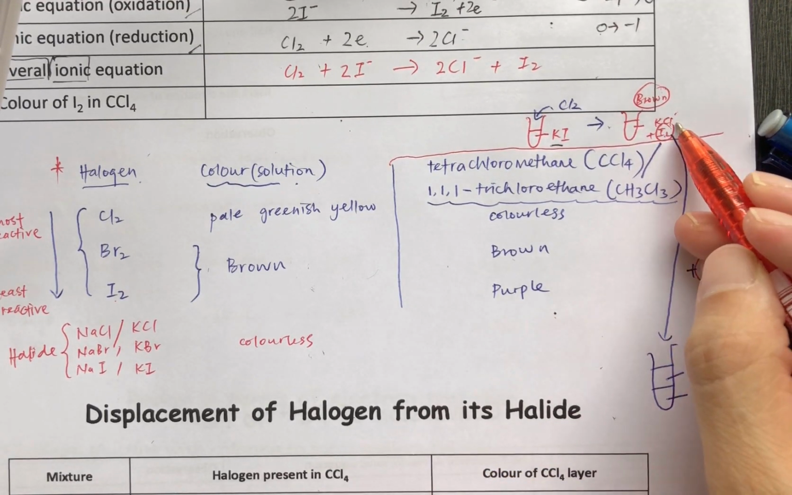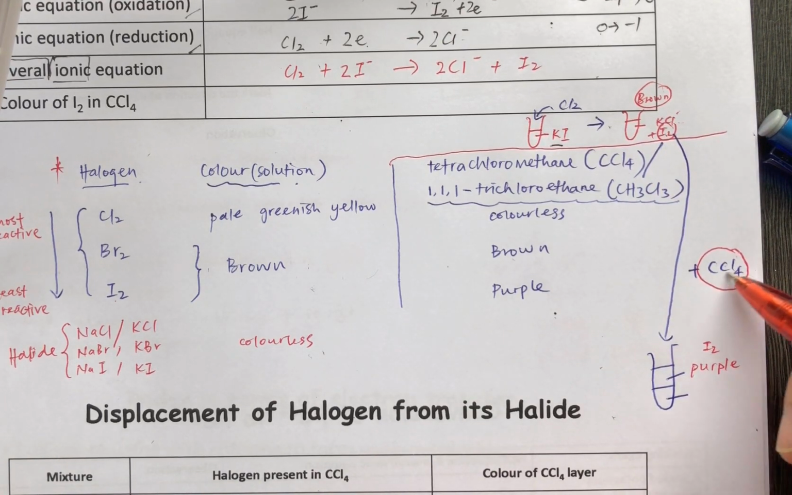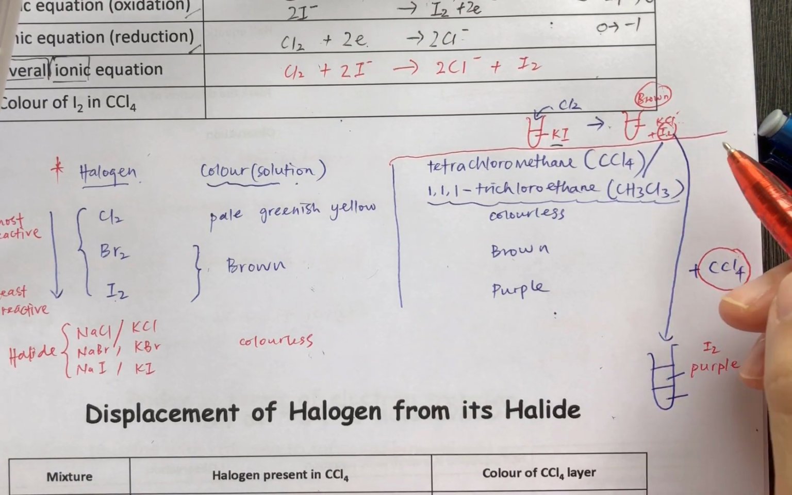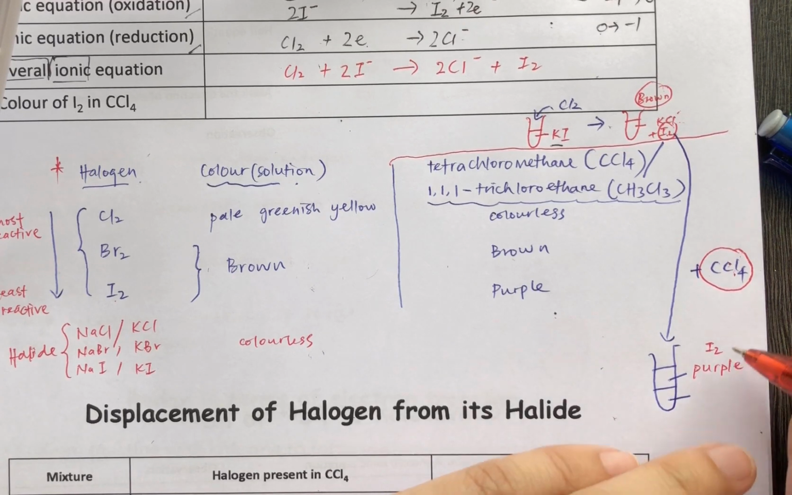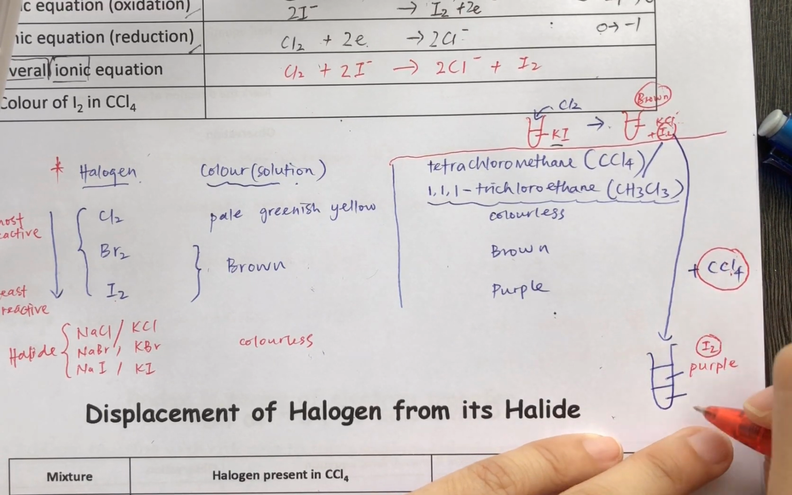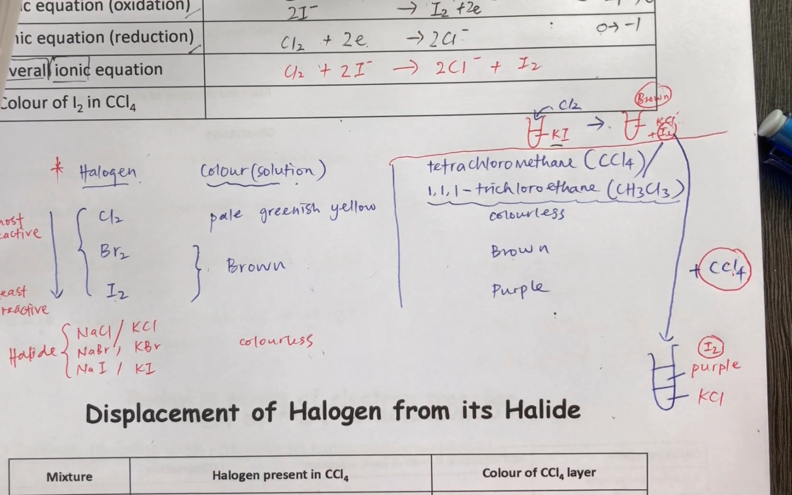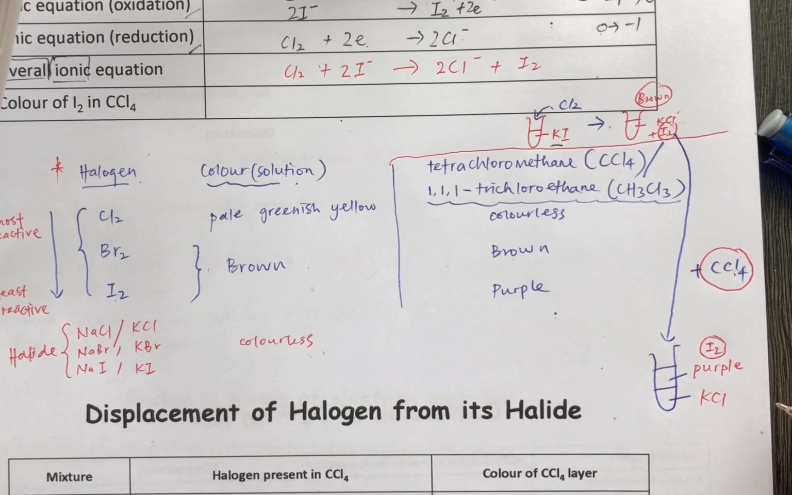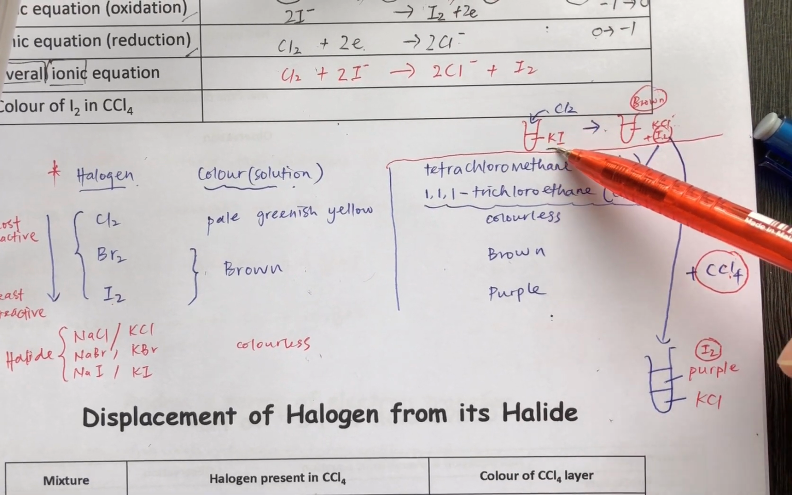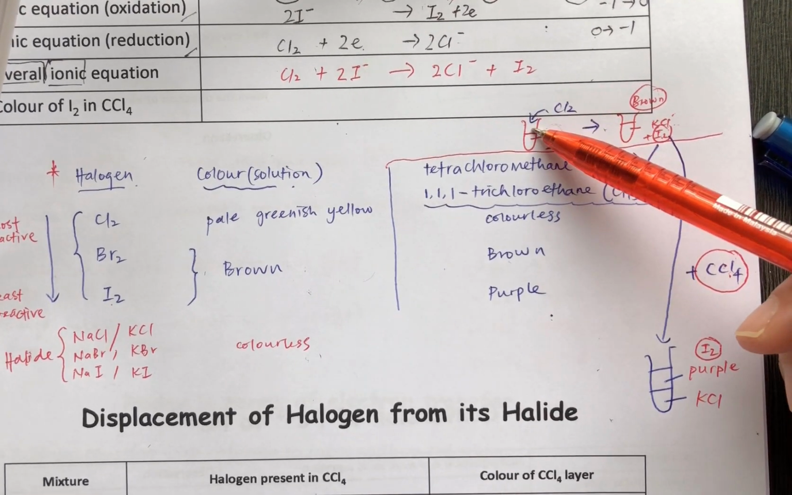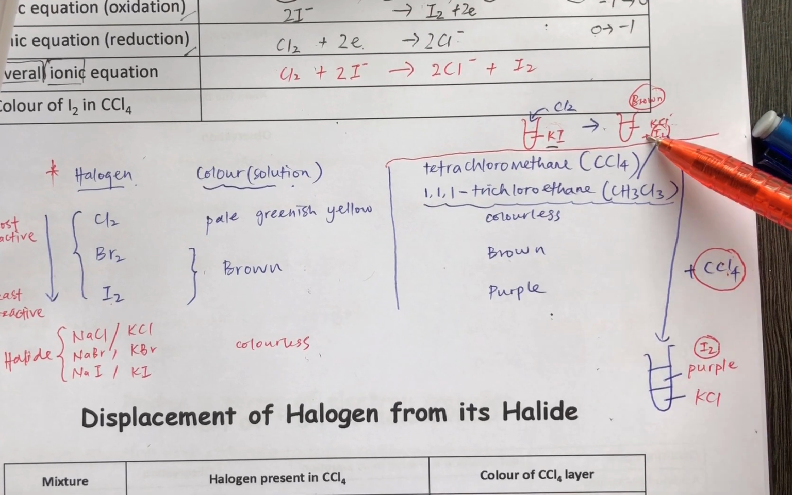Whereas the KCl does not dissolve in CCl4. When I add CCl4, only the iodine will mix with it, but KCl will not. That's why I form two layers. The top layer is where my iodine is, so it will be purple. At the bottom layer, my KCl will be there, and KCl has no color. So for this reaction, at first I have my KI, it has no color. When I add chlorine, I get KCl and I2 is brown.